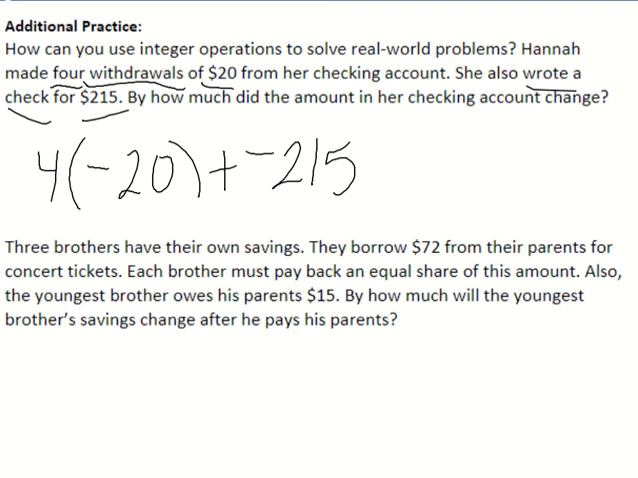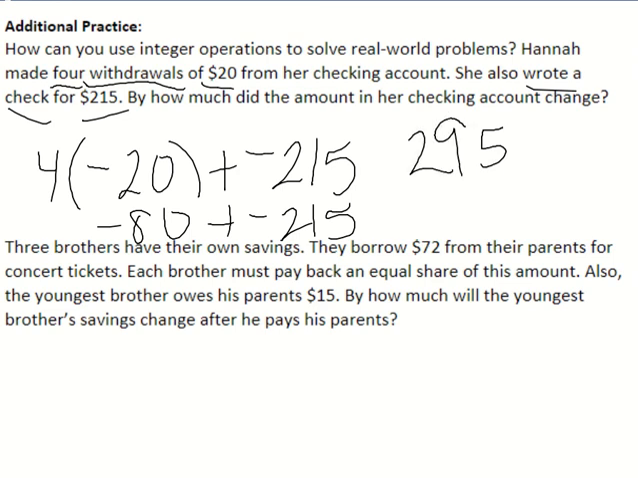So that's what we would do to solve this problem. So let's multiply. Opposite signs. 4 times 2 is 8. Add our 0, and it's going to stay negative because they're opposite signs. Now we add -215. Well, those are the same sign, so I get to just add them together. So 5 and 0 make 5. 1 and 8 make 9. And then we've got the 2, and they're both negative, so it's -295.